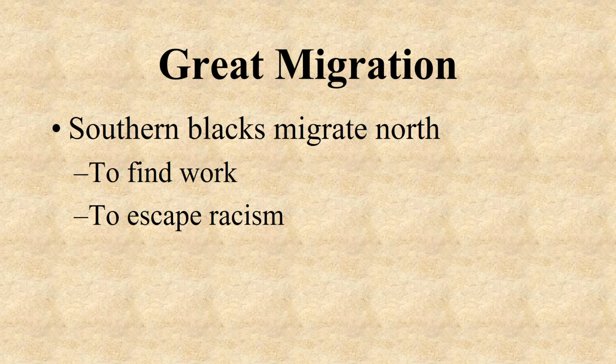So a couple of reasons, and you're going to have thousands and thousands of people leaving the South, going to Detroit, Chicago, New York City, Boston, mostly major cities where they are hoping to find work in the factories. And what they're leaving is these Jim Crow laws, this de jure segregation, and what they're finding is de facto segregation and racism in the North.